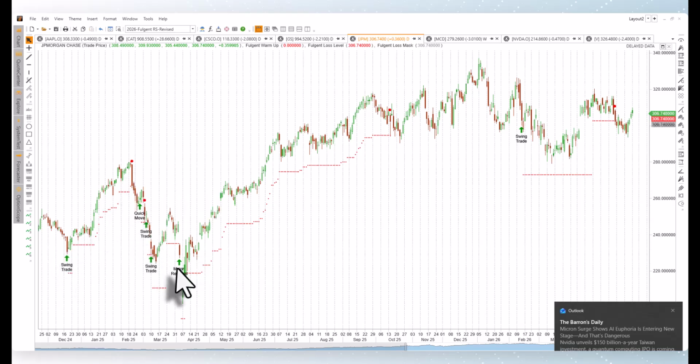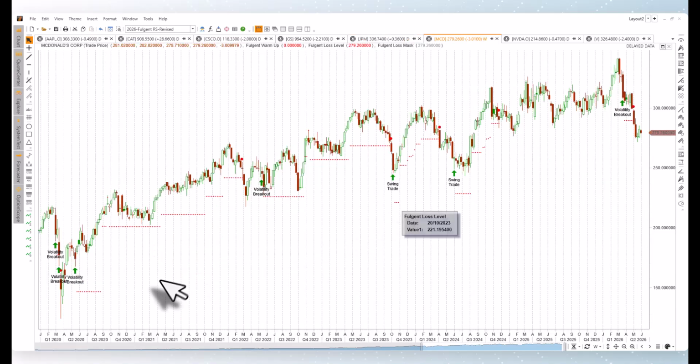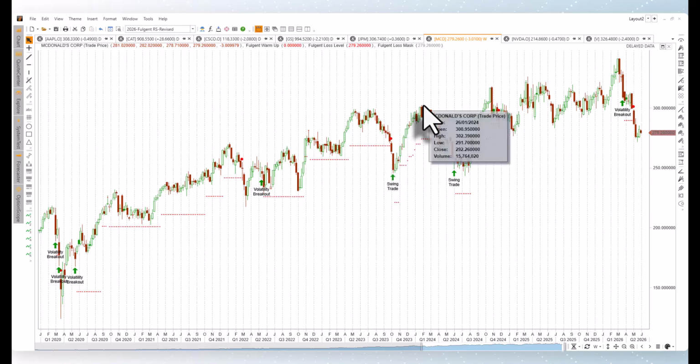Beautiful swing trade there, nice swing trade there. McDonald's, yeah, I showed you how it looks on a weekly basis. So you can trade this on a weekly basis. Beautiful volatility breakout there, lovely swing trade there, lovely swing trade there. You can see the reversal to the mean type swing trade strategy there.